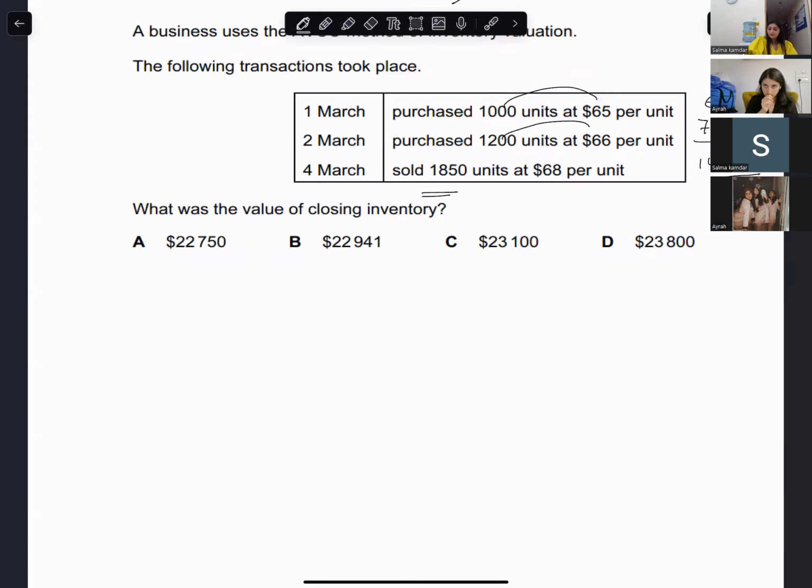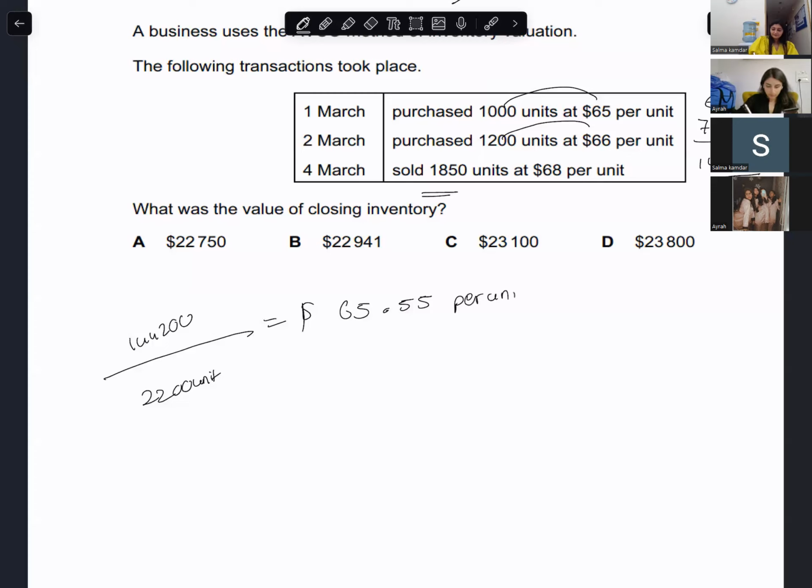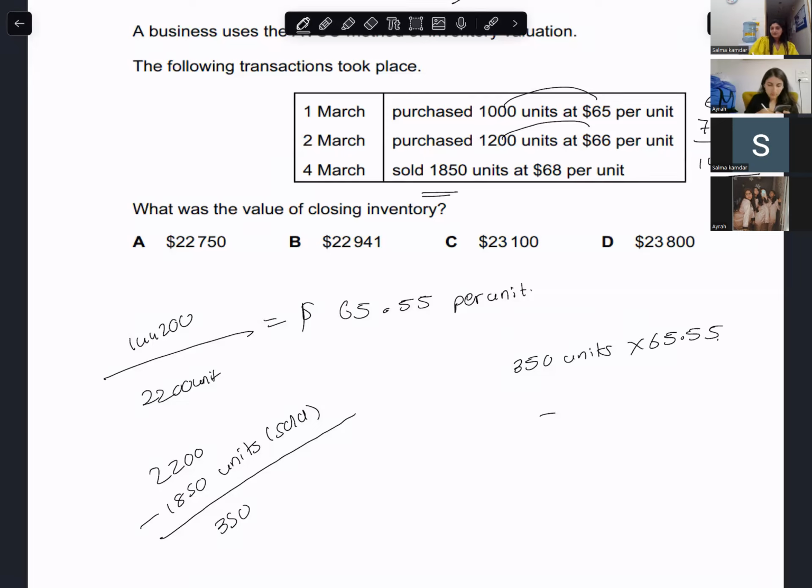144,200 divided by 2,200 units. So 65.55. 2,200 units minus 1,850 units, 350 units into 65.55. 22,942. Option B.